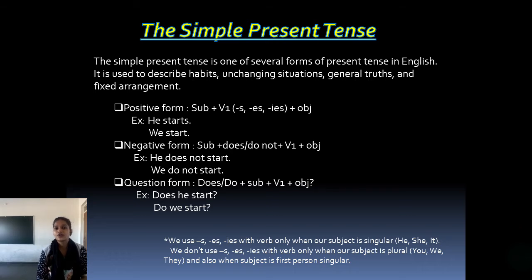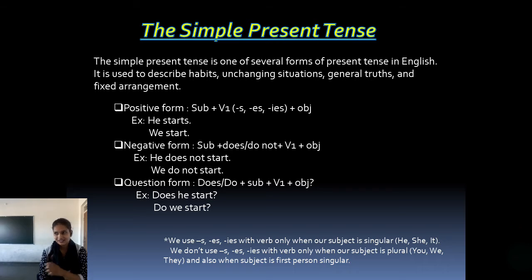First, in the present tense, we use the simple present tense. It is a type of present tense in English. It is used to describe habits, unchanging situations, general truths, and fixed arrangements. We will talk about habits, like daily habits and the daily routine. Unchanging situations, situations that cannot be changed, we use the simple present tense.